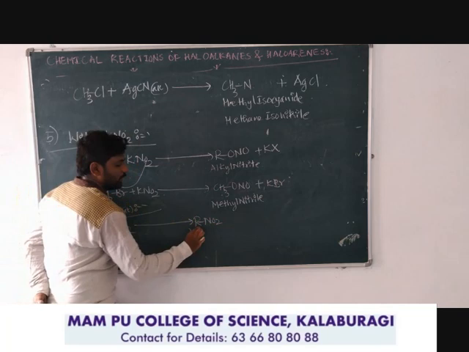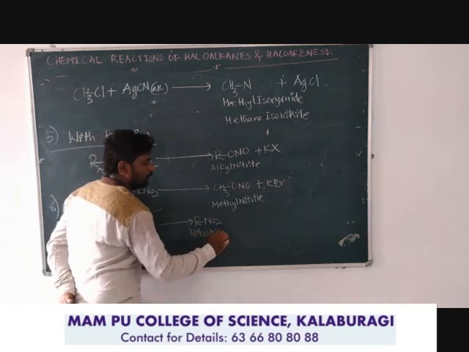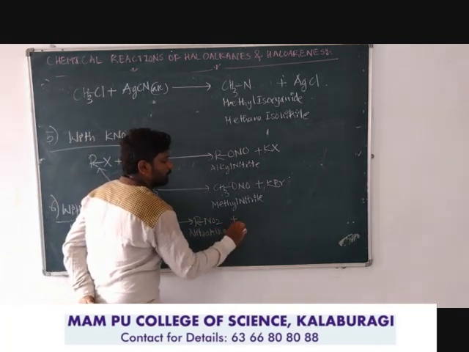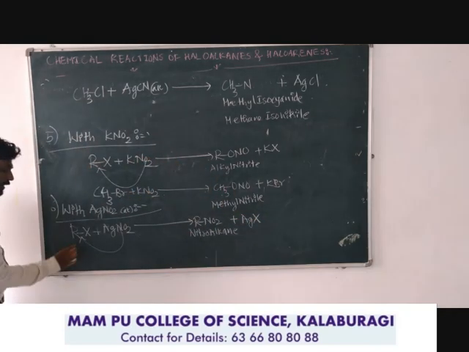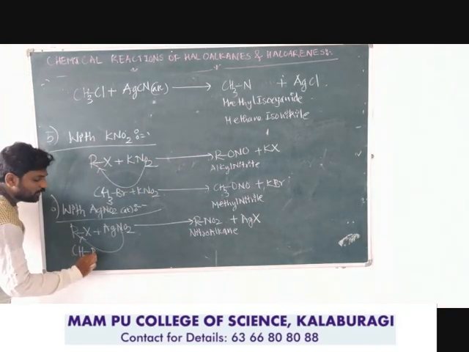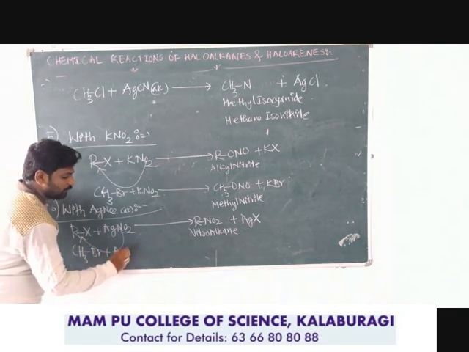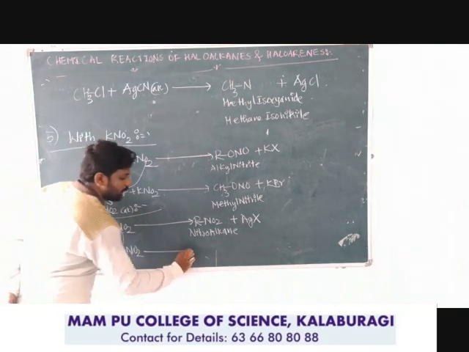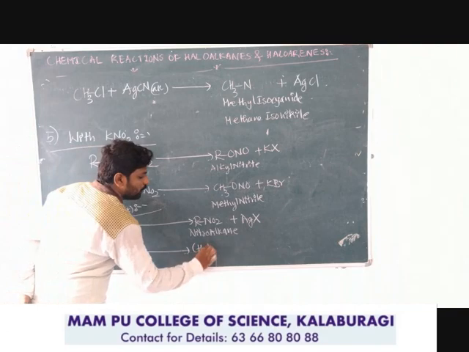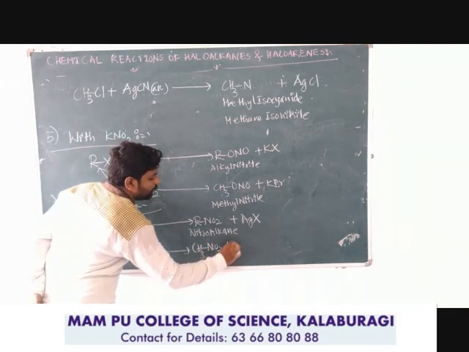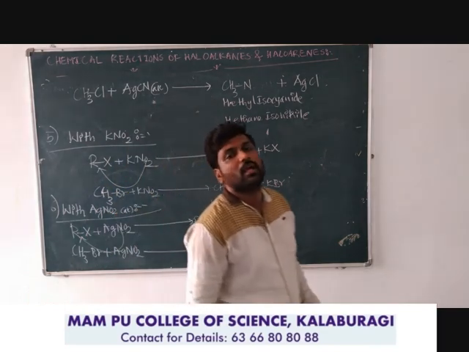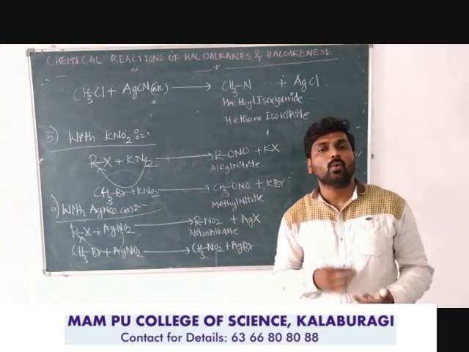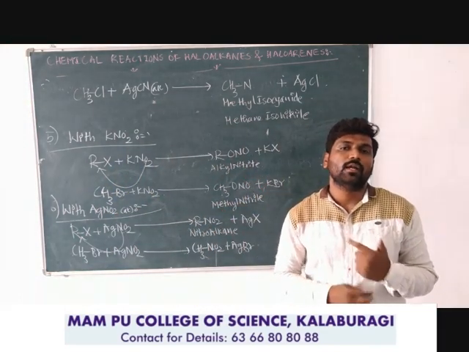That product name is nitroalkane, and the byproduct is silver halide. Suppose I have taken bromomethane with silver nitrite, we will get nitromethane as the product, and silver bromide is the byproduct. If I have taken ethyl chloride, nitroethane; propyl chloride, nitropropane.